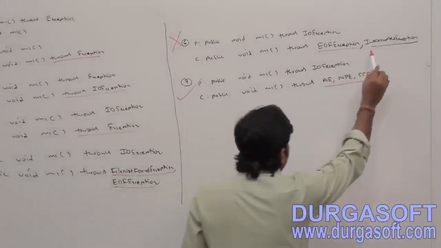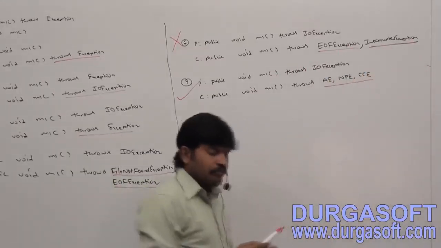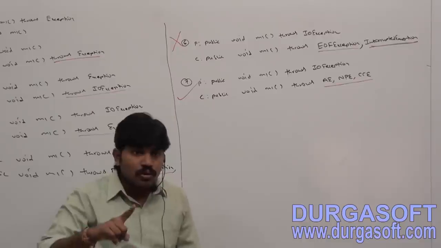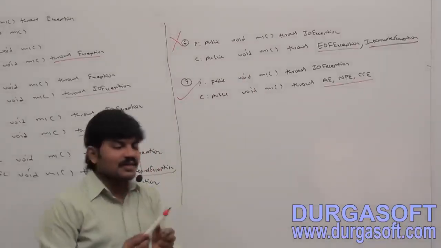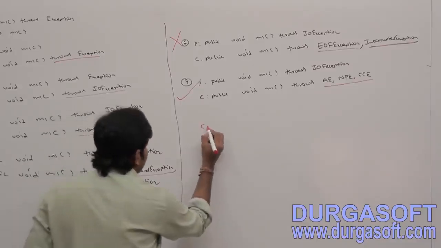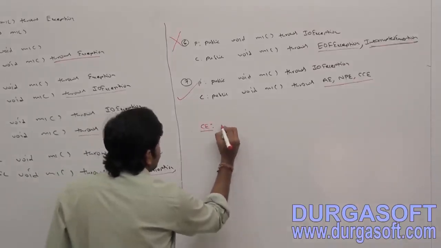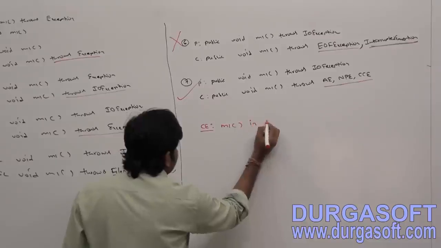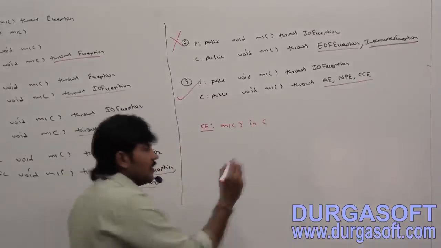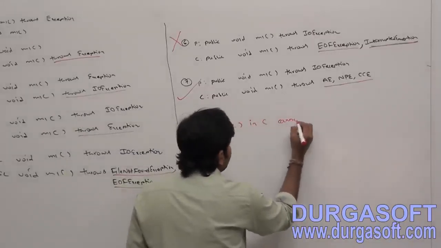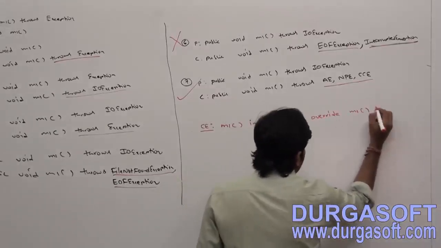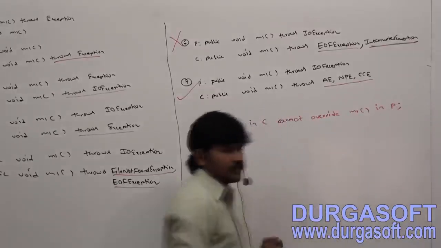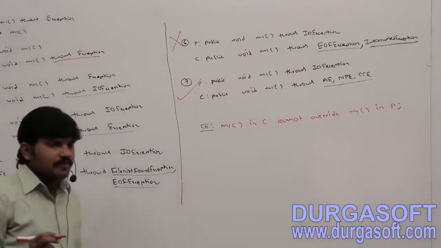Child class method throws interrupted exception. Parent class method doesn't throw interrupted exception. That is the problem. Do you know what exact compile-time error you are going to get in the sixth case? M1 in C cannot override M1 in P.